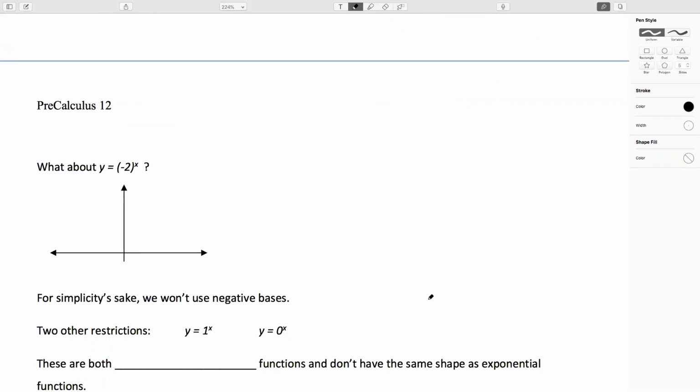What about minus 2 to the power x? If you were to graph this, you will find that half the values are positives and half the values are negatives. Anytime you have an odd power of a negative, it's a negative. Anytime you have an even power of a negative, it's a positive. So if we were to graph this, basically what you'd see is this kind of spiraling pattern, oscillating between positives and negatives.